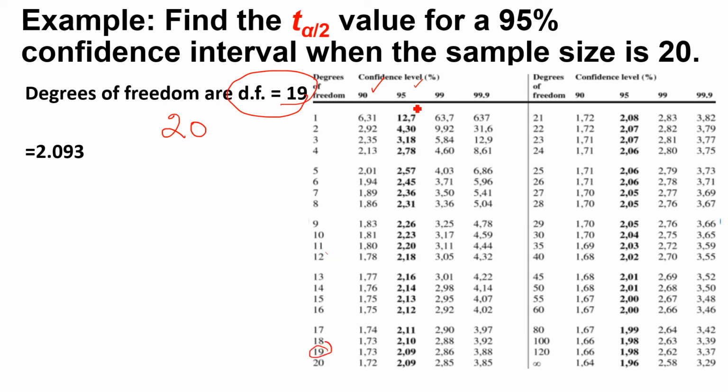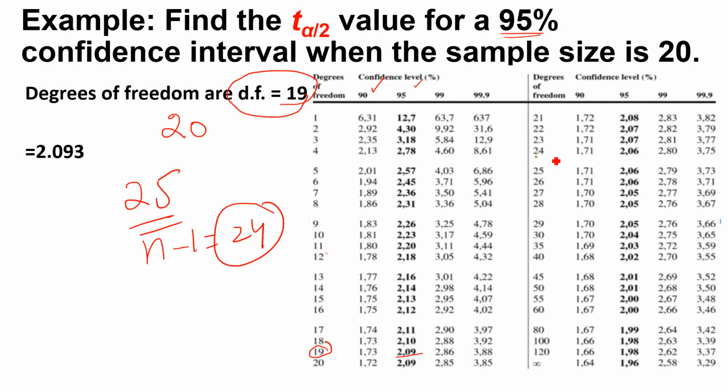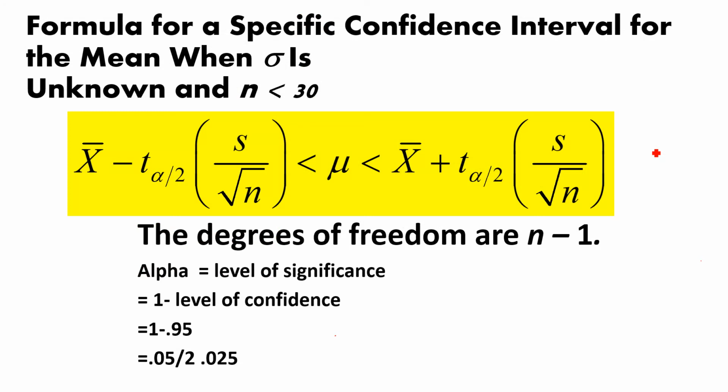And then you have to see the confidence interval, it is 95%. So you have to see 95%, which is equal to 2.09 something, 2.093, right? So if it is given that the sample size is 25, please do not look at 25 here. Always you have to subtract 1, so 24. You have to see degrees of freedom 24, and whatever confidence level is given, you have to see.